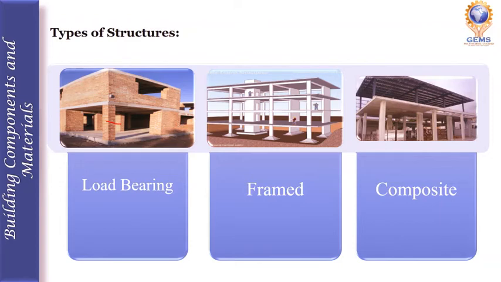Whereas in the framed structures, the beams, columns, everything will be in RCC or in steel structures. The composite is where we can build a steel structure and an RCC structure in the same building. That type of building we call a composite structure.